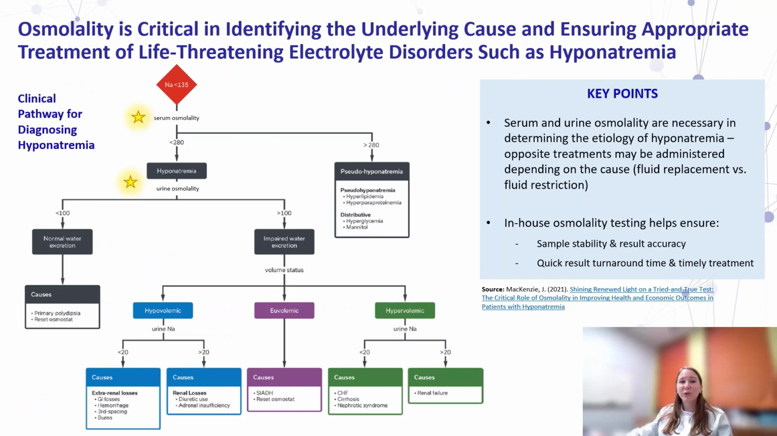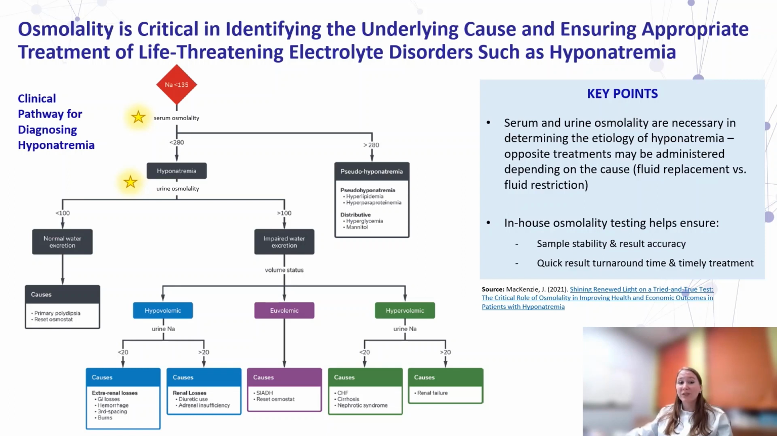Let's discuss the critical role of osmolality testing in identifying the culprit behind an electrolyte disorder, specifically hyponatremia, which is low blood sodium. When we look at the clinical pathway for diagnosing hyponatremia, measurement of serum osmolality is the first step and helps determine if a patient has true hyponatremia or pseudohyponatremia. Once true hyponatremia is confirmed with a serum osm, urine osmolality then helps narrow down the causes.